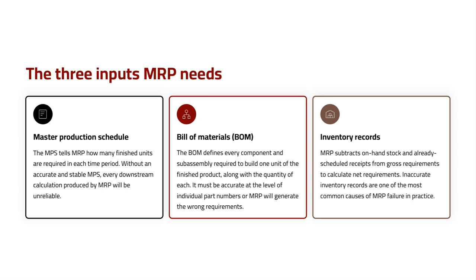It subtracts on-hand stock and scheduled receipts from the gross requirements to calculate net requirements. Inaccurate inventory records are actually one of the most common reasons MRP systems fail in practice. So, these three inputs, MPS, BOM, and inventory records, must all be precise for MRP to function correctly.